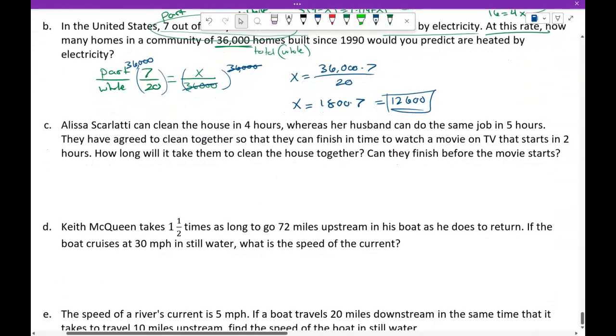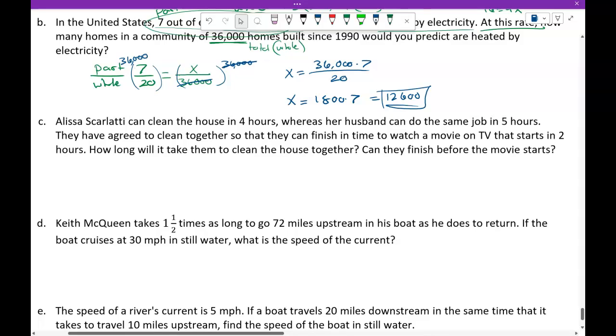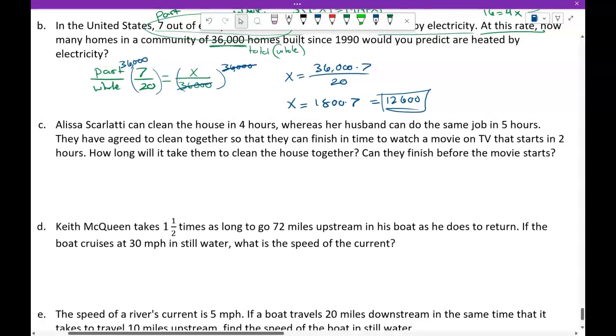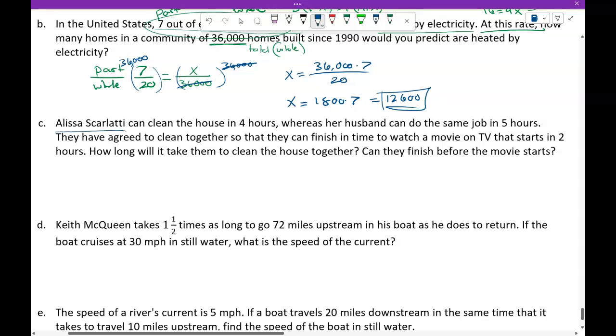Now these next few are types of problems that we'll see a lot of. First one is we have this combined work type of problem. We have Alyssa here who can clean the house in 4 hours, and her husband can do the same job in 5 hours. And we want to figure out how long it will take them if they clean together.